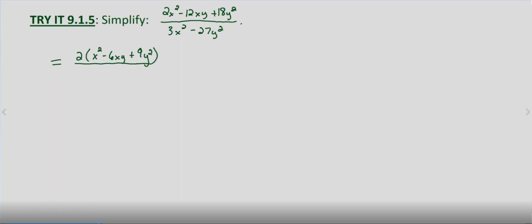With our denominator, we have a greatest common factor of 3. 3 and 27 both share a factor of 3, so that leaves us with, in parentheses, x squared minus 9y squared. And now we need to look at our special products. We need to look at our techniques for factoring.